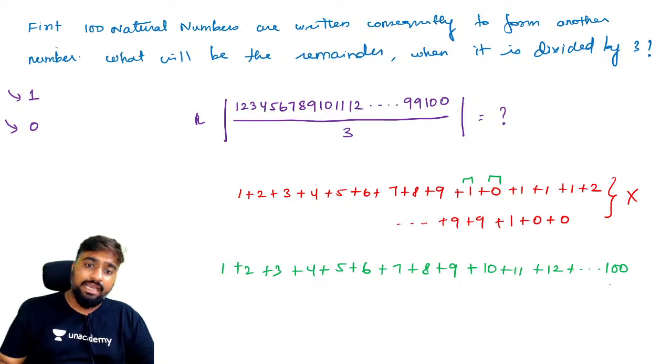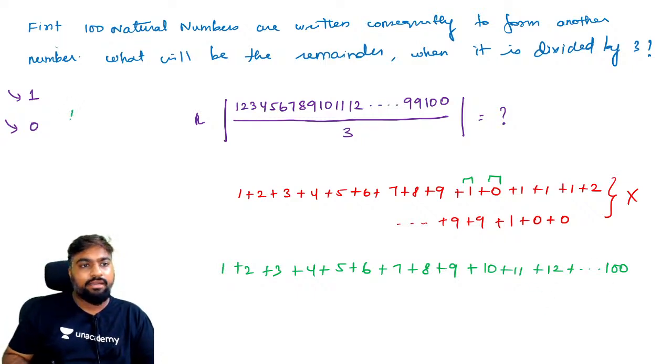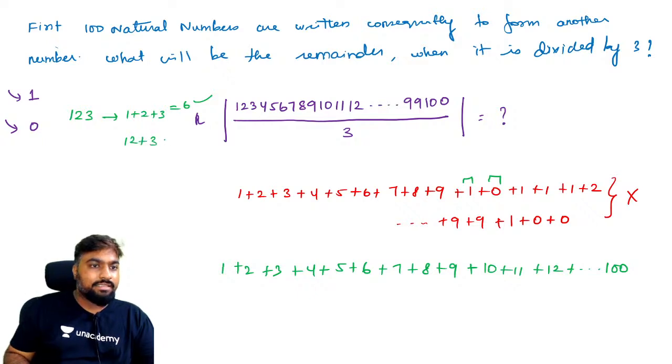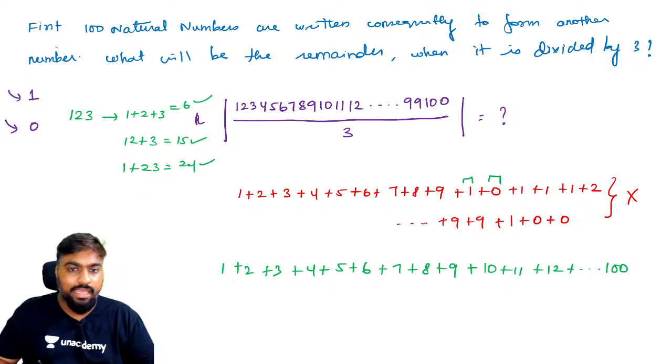ऐसे करने पर भी आंसर आएगा, बिकॉज वाई वी लुक्ड एट इट, राइट? 1 2 3, 1 plus 2 plus 3, 6 is divisible by 3. 12 plus 3, 15 is divisible by 3. 1 plus 23, 24 is also divisible by 3. समझ में आ रहा है? आप कैसे भी इसको ग्रुप करके ऐड कर सकते हो.